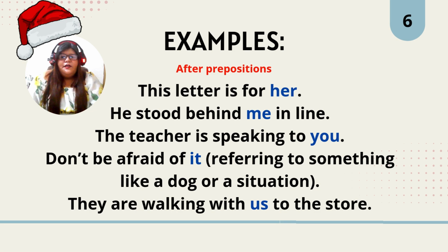Then we have here after prepositions. This letter is for her. What's the preposition? For. He stood behind me in line. What's the preposition? Behind. The teacher is speaking to you. What's the preposition? To. Don't be afraid of it. What's the preposition? Of, referring to something like a dog or a situation. They are walking with us to the store. With is the preposition.